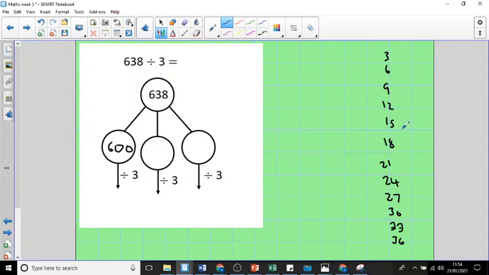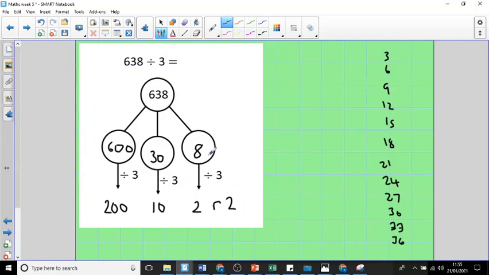Okay, I can see 6 is in the 3 times table, so 600 must be. I know that 6 divided by 3 is 2, so 600 divided by 3 will be 200, because that's 100 times bigger. Then I've got 38 left. Well, I'm going to do 30 because I know that fact, and then I'm going to do 8. So 30 divided by 3 is 10. Then 8 divided by 3, well, I get 2 3s, which is 6, and then a remainder of 2.